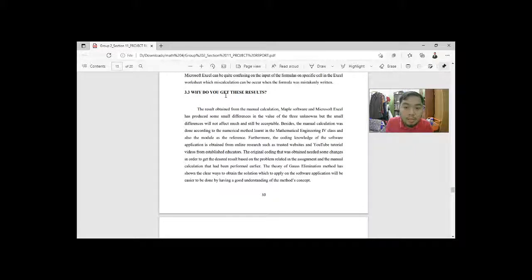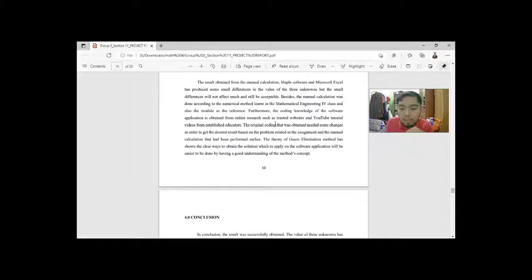The results we get come from the learning process in the mathematical engineering class, and also from the module as a reference. For the coding in Maple and Excel, we gained knowledge from established educators in YouTube video tutorials and trusted websites. This elimination method theory has shown a clear way to obtain the solution, and applying the software will be easier with a good understanding of the method concept.